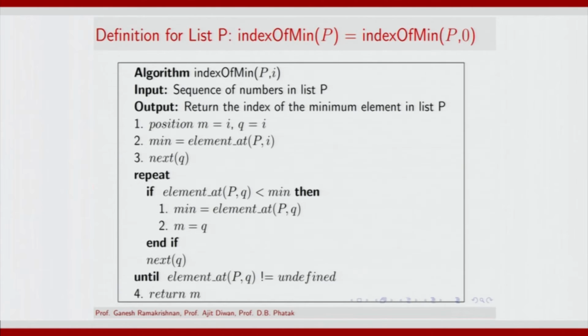So what is this index of min? As I pointed out, this index of min requires us to iterate over the elements of P starting with a particular index I to find the minimum element. Here we have defined index of min more generally in terms of the starting offset I. We will make use of this particular subroutine in several cases.